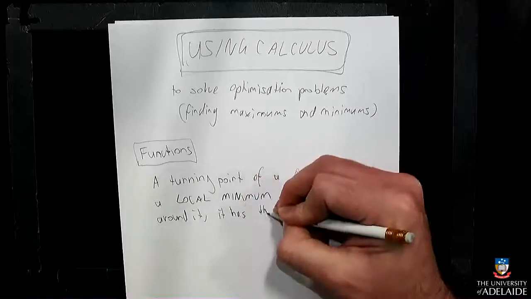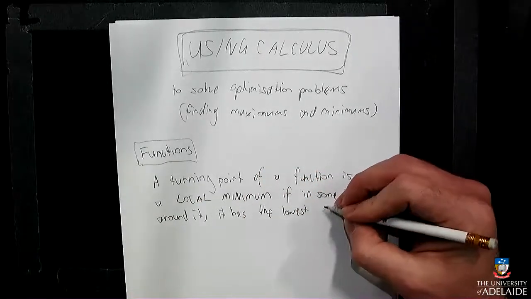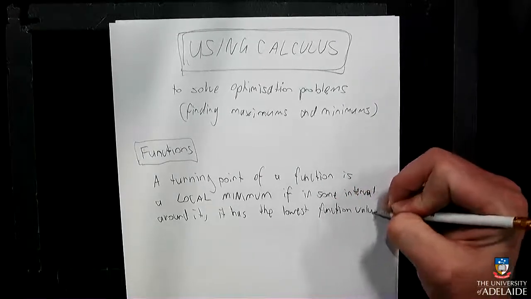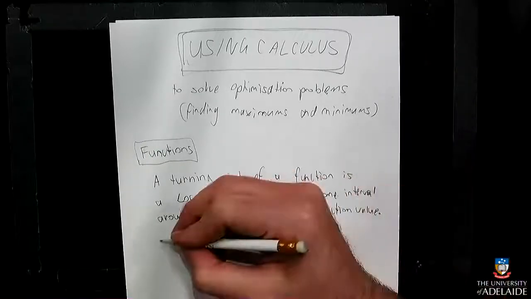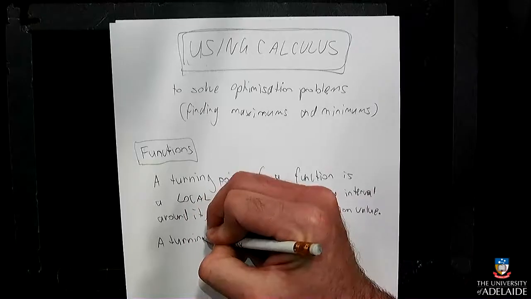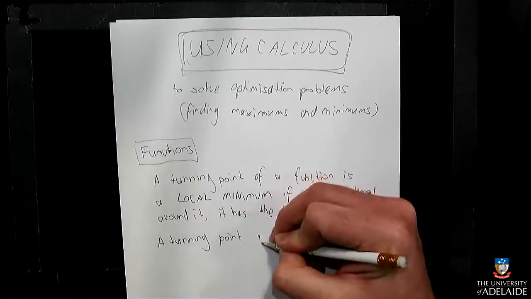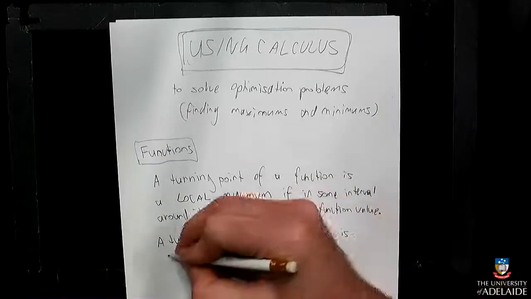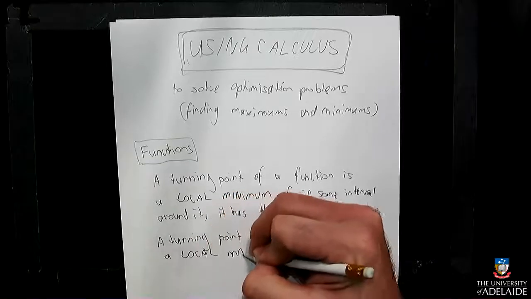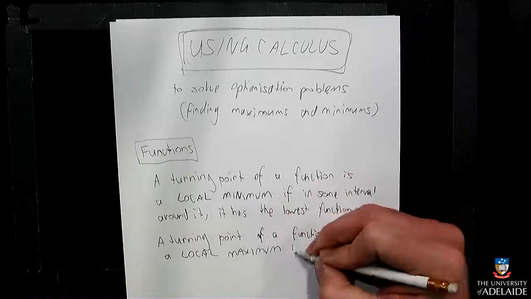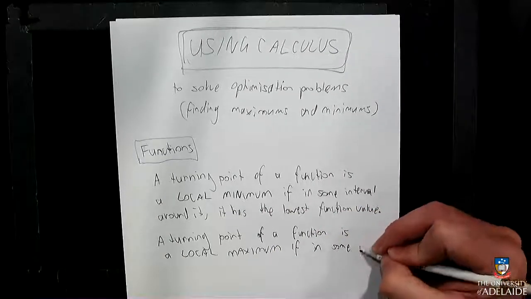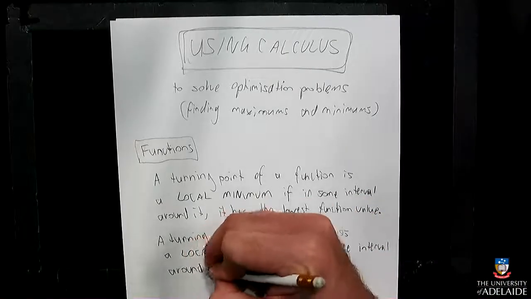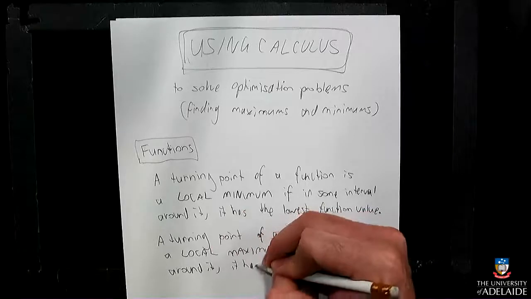So it has the lowest function value. That's what minimum means. And a turning point of a function is a local maximum if in some interval around it, doesn't matter how small it has to be as long as there is one, it has the highest function value.